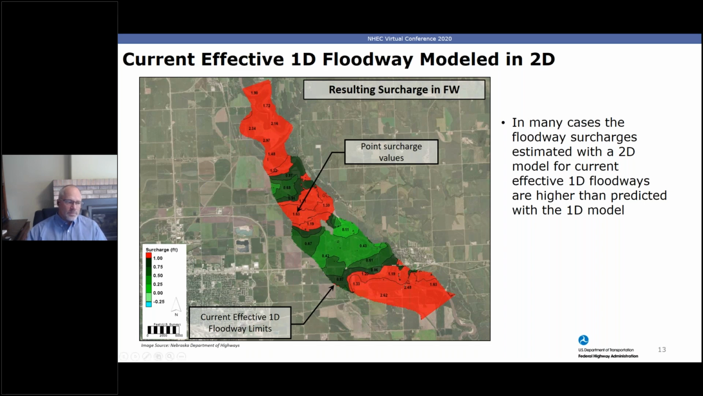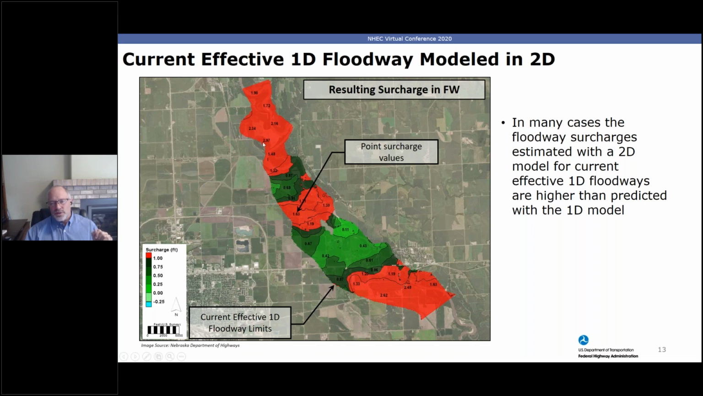And so this plot shows the surcharge color contour plot showing the surcharge for that 1D floodway, again modeled in 2D model. The red areas denote areas that exceed the allowable 1 foot surcharge, and there's different shades of green for the values under a foot. Now, if you happen to be colorblind or can't see red and green too well, I've also added point values.